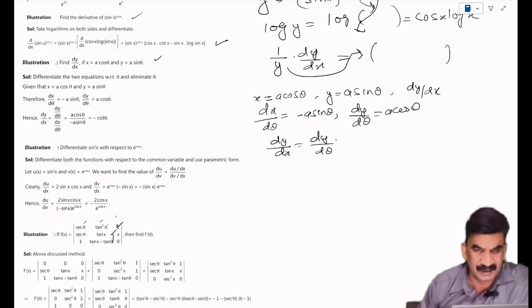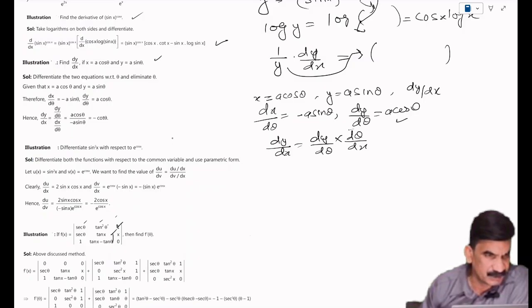Either you divide or multiply, it doesn't matter, into d theta by dx. Substitute the values. Remember, I have taken the reciprocal in multiplication. If you want to divide, you can divide it straightforward and you'll get your answer.